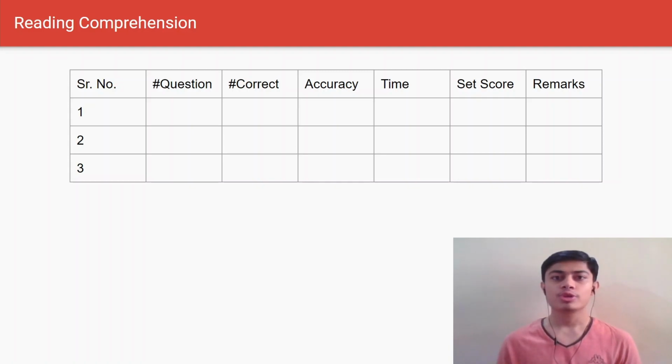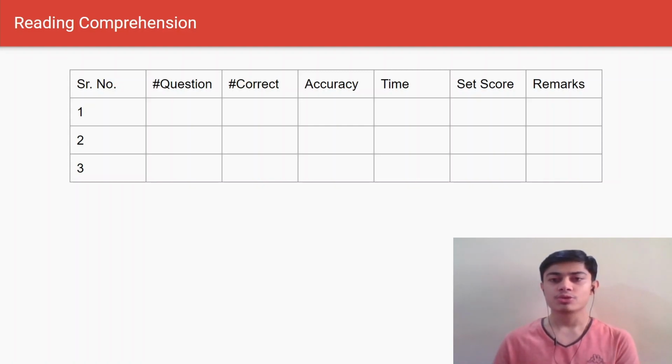Next is the number of questions that you got correct. Next is the accuracy, which is the number of questions you got correct divided by the number of questions in the passage, into 100. Next is the time column. Over here, you have to note down the time taken by you to solve the entire RC passage, reading the passage and solving the questions.